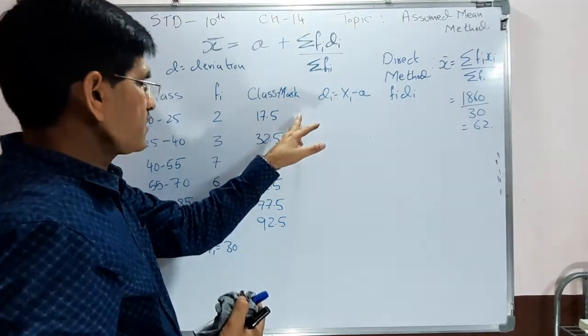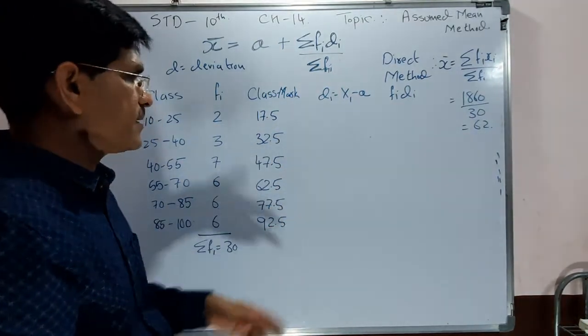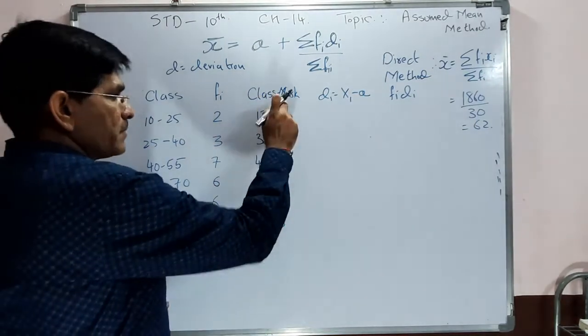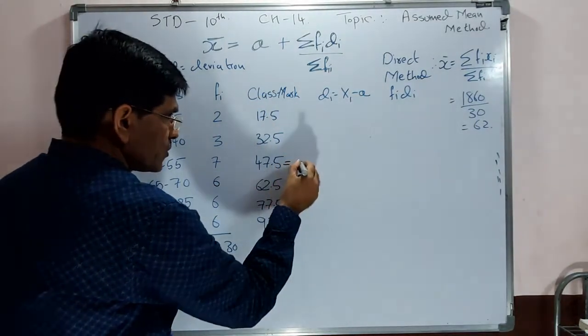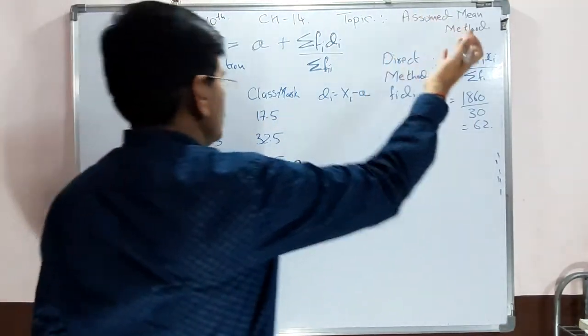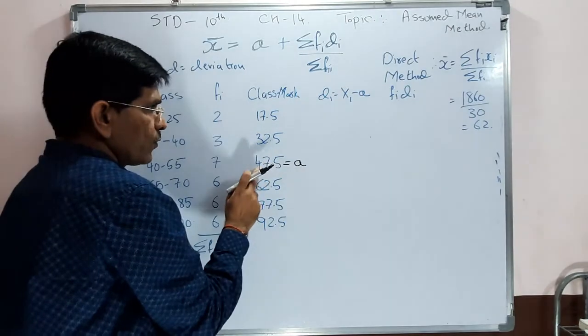But here 6 observations are 1, 2, 3, 4, 5 and 6. So 6 divided by 2, that is third. So the class mark, the third one, we can take as assumed mean a. Let me assume that a is equal to 47.5.